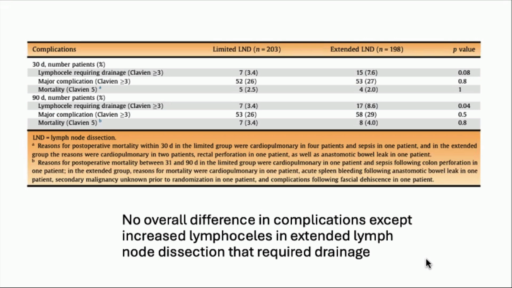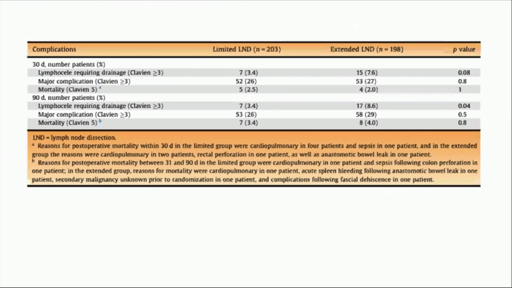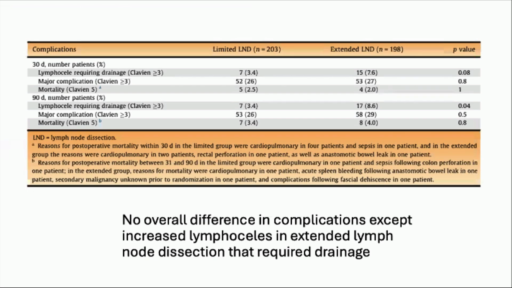Overall, this trial, called the LEA trial, essentially demonstrated that there may be a trend potentially in favor of extended lymph node dissection. As you can see here, there is some early separation of the two curves. However, there are no significant complications other than more lymphoceles requiring drainage in the extended lymph node dissection arm.